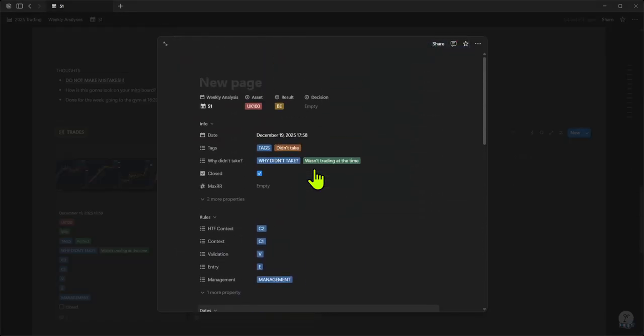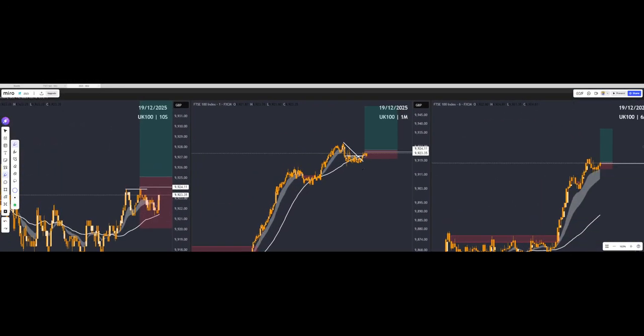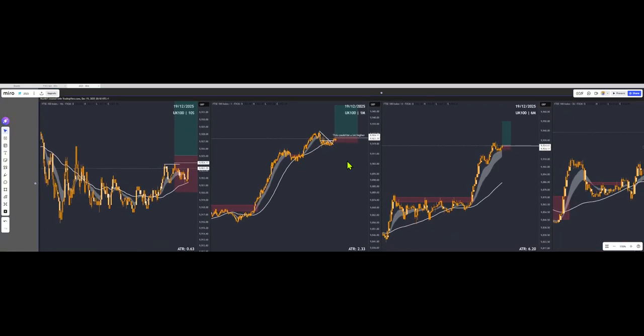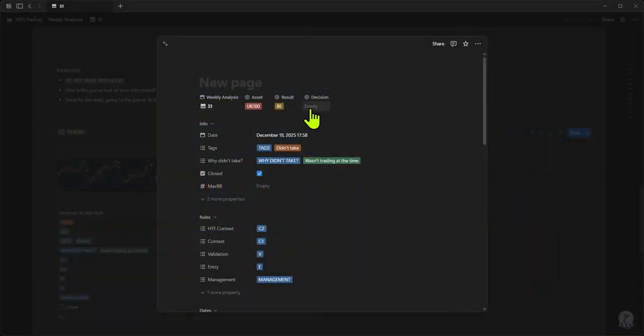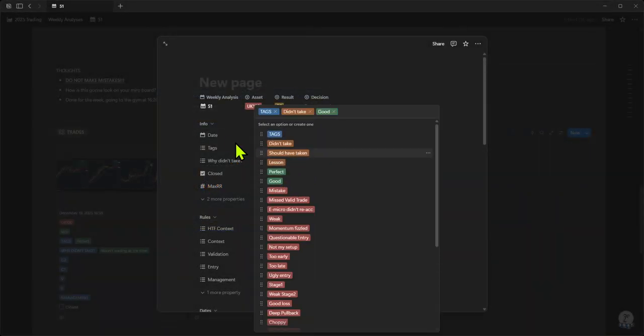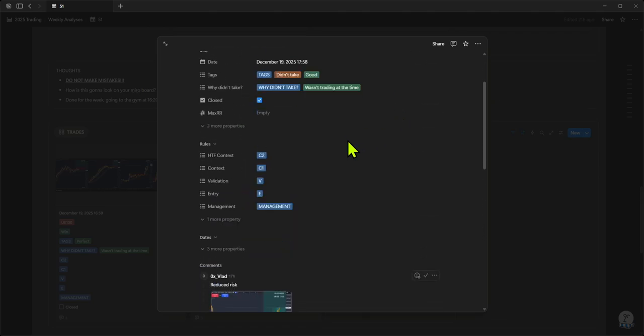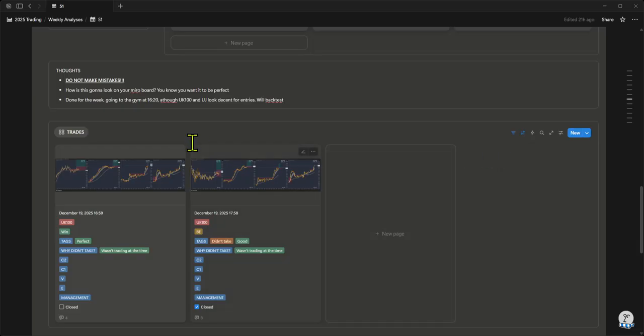So that was a pretty nice trade. I mean, it met all the rules. The one thing I don't like too much is this could be a bit higher, that would be cool. But overall, I think this trade was good. I'm going to give it a good. And the decision, well, it wasn't a mistake. I wasn't trading, so that's all and no reflection.